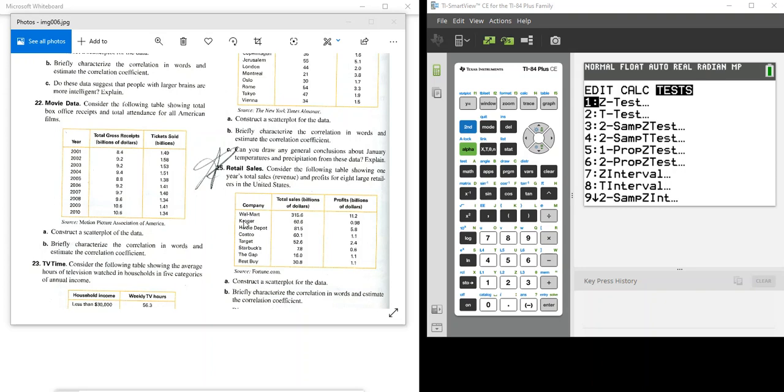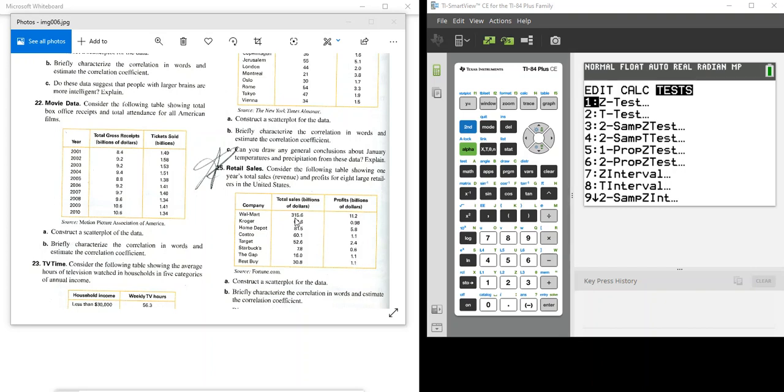But what I want to do is collect 2 pieces of information from each of those companies. I'm collecting total sales in billions of dollars and then profits in billions of dollars. So Walmart had total sales of $315.6 billion, right? And out of that, they had profits of 11.2 billion. So each one of the stores has that listed.